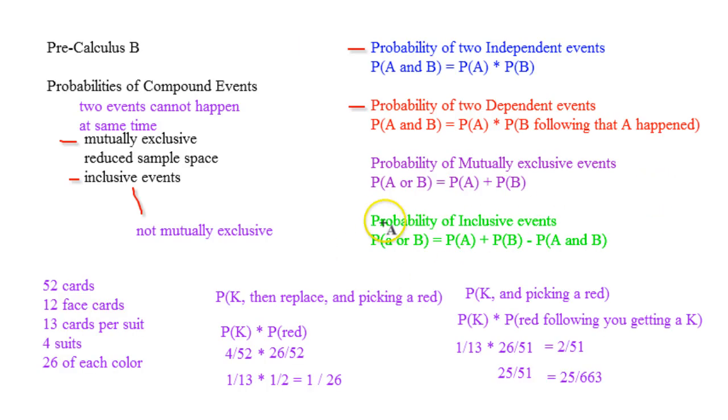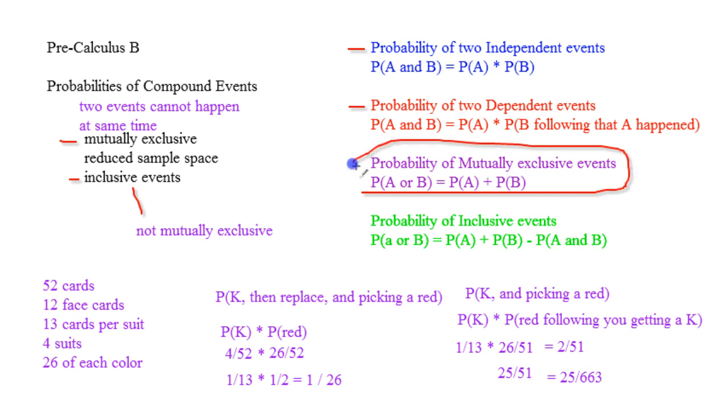Now, the reason why we need to do it this way: mutually exclusive events are not going to be connected at all, so there's no overlap. When you look at a Venn diagram of it, here's one event, and here's the other event, and they don't overlap, so you're not double counting anything. So that's why you can just add the two.